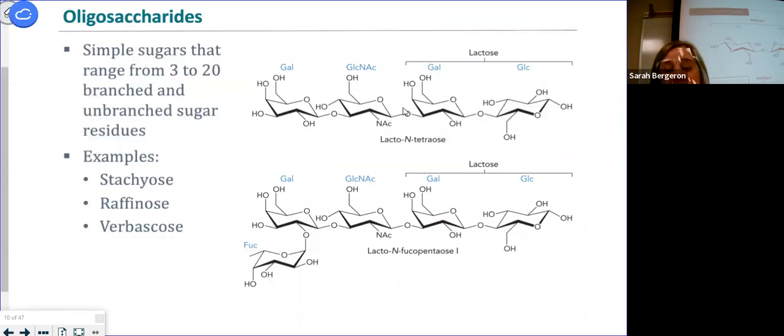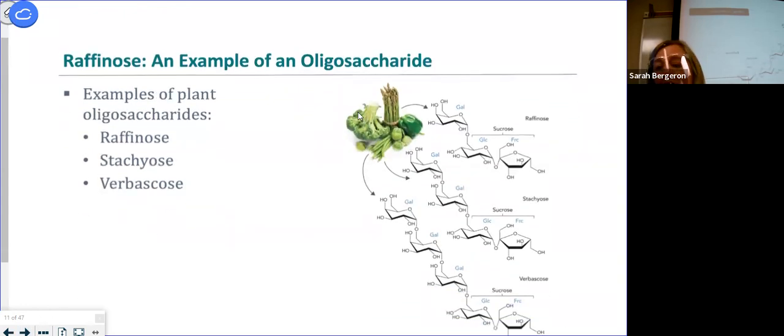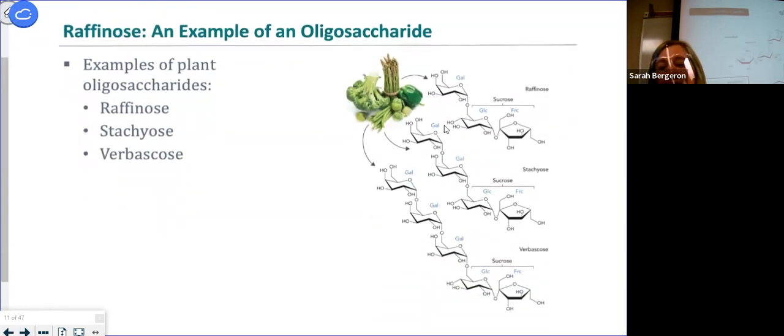Absolutely. So raffinose is another example of an oligosaccharide. This is what I was talking about. It's not just beans. I know I said beans, but it's not just beans that can give you gas, right? Any of the ones that are based on raffinose, we can't cut. Raffinose is galactose, glucose, and fructose.